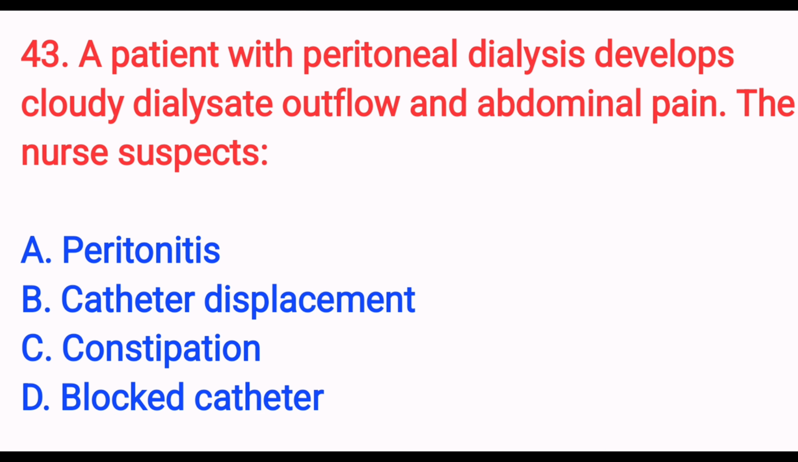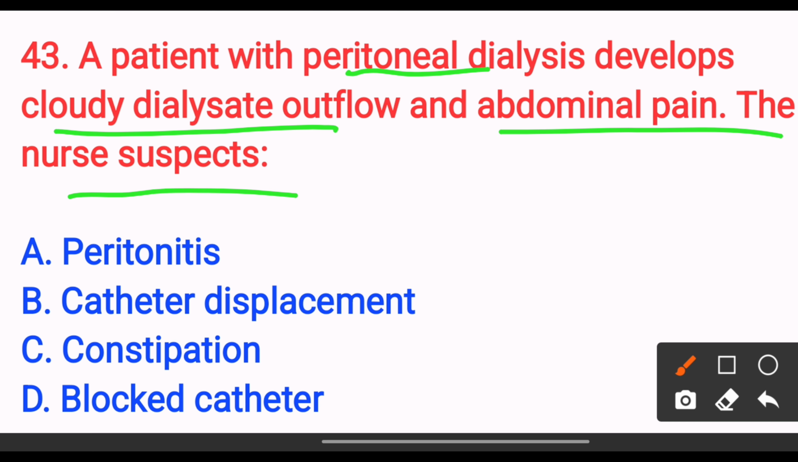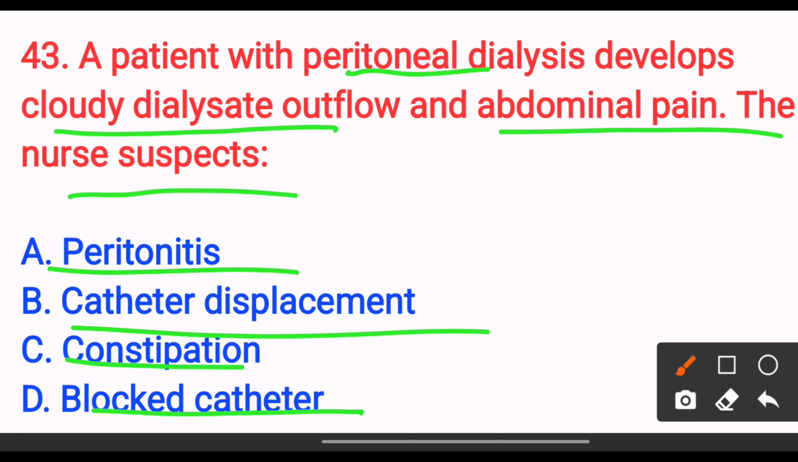Next, a patient on peritoneal dialysis develops cloudy dialysate outflow and abdominal pain. The nurse suspects: option A, peritonitis; option B, catheter displacement; option C, constipation; option D, blocked catheter. The answer is option A, peritonitis. Cloudy effluent shows infection, which is known as peritonitis. So the answer is option A.